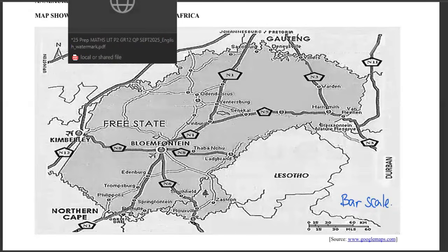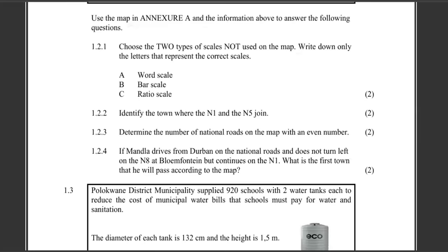So now when we come to our question here, they're saying, choose 2 types of scales not used on the map. So we already saw that this one is the one which is used. So meaning we need the A and the C. All right, there we go.